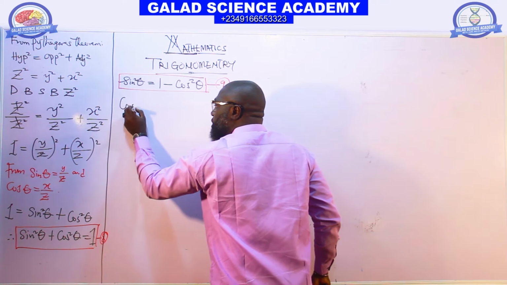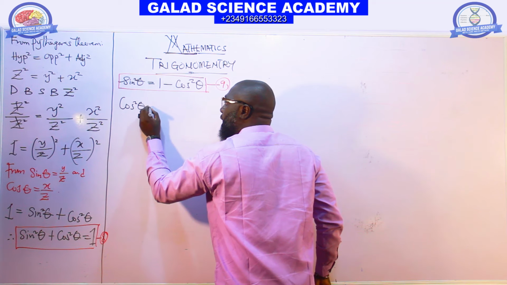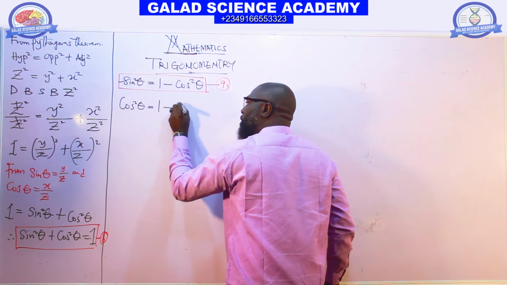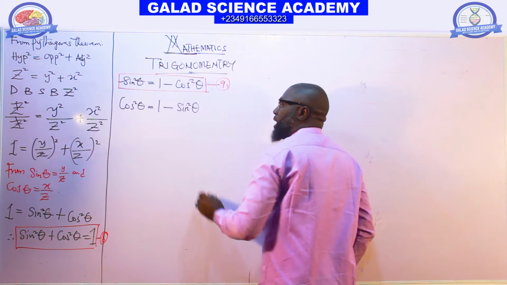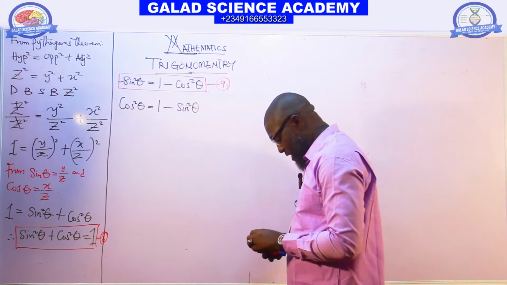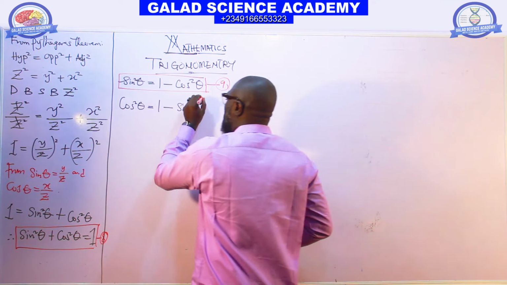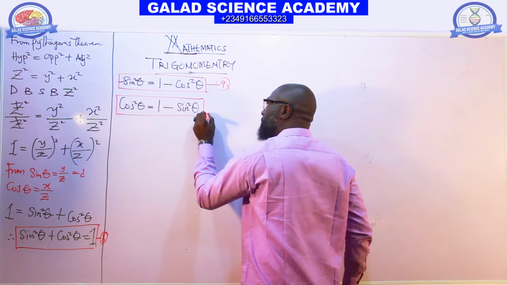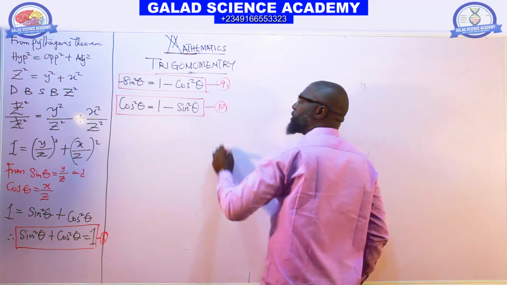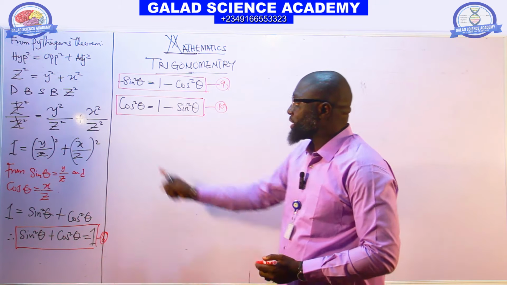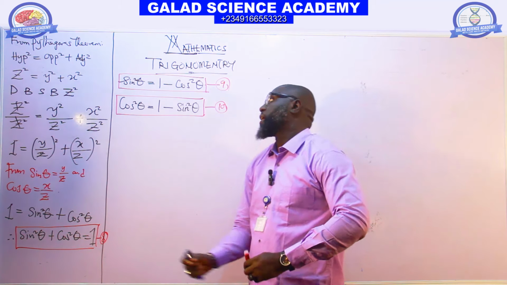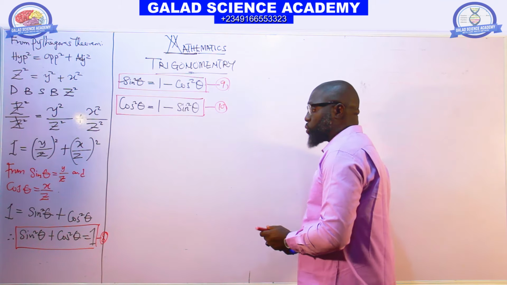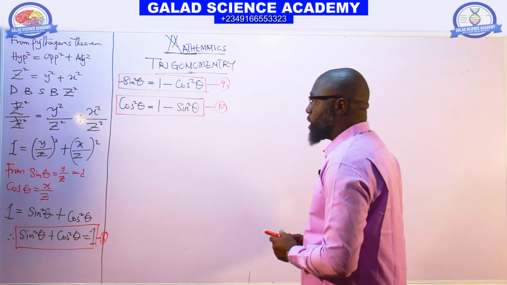We have cos squared theta is equal to 1 minus sin squared theta. This is also another identity, which gives us equation 10. Cos squared theta equals 1 minus sin squared theta. Good.